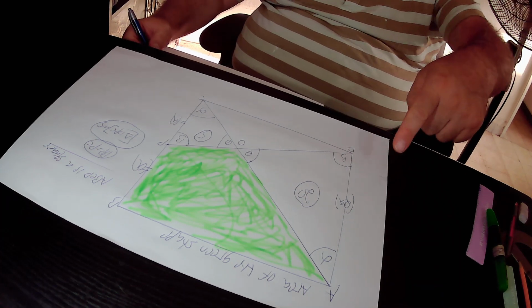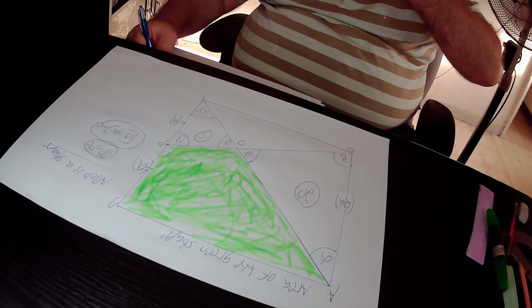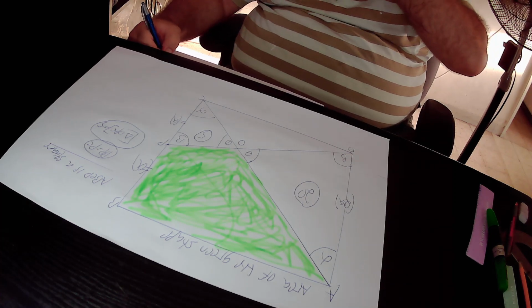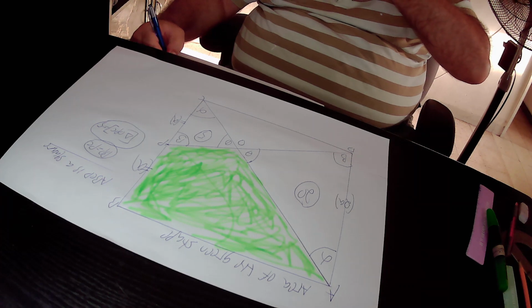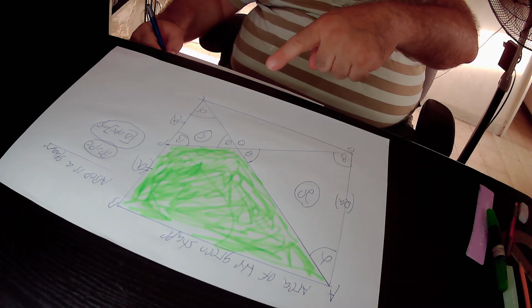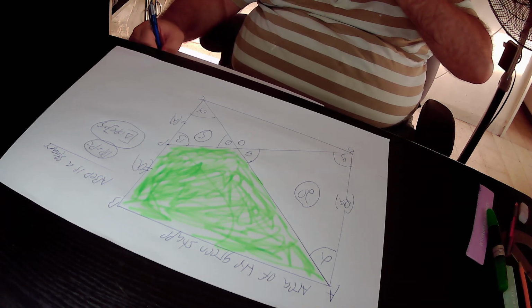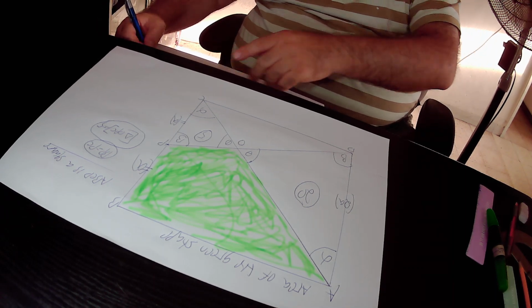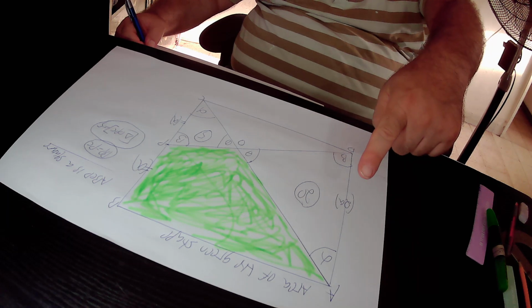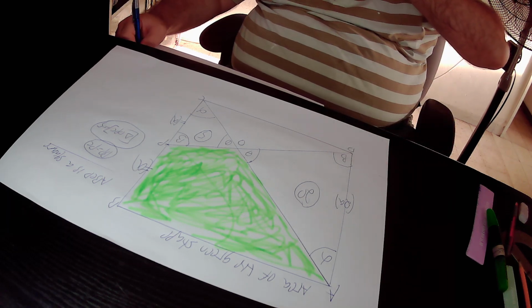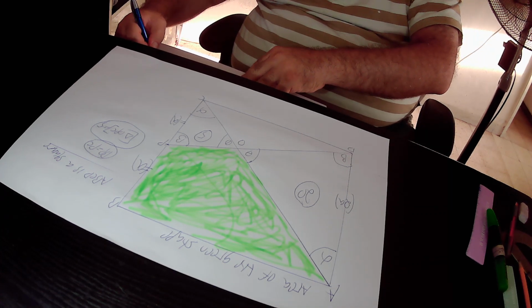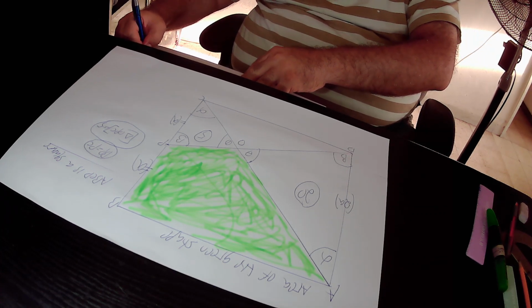Side AD of the big triangle ADO over side PC of the small triangle POC is equal to side AO of the big triangle ADO over side OC of the small right triangle POC.